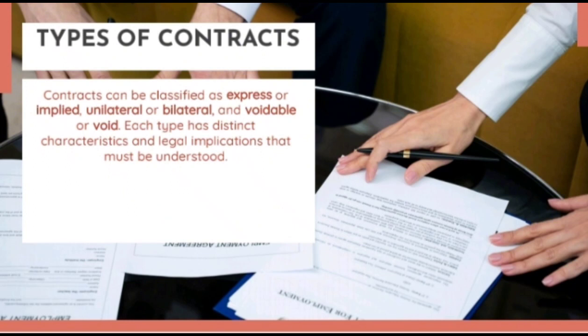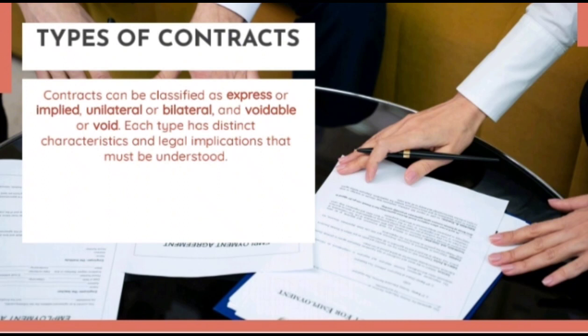Next, we also have another type of contract, which is the bilateral. A bilateral contract is a contract in which both parties exchange promises to perform. One party's promise serves as consideration for the promise of the other.